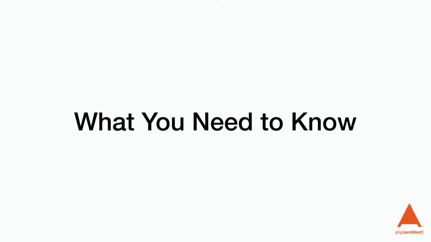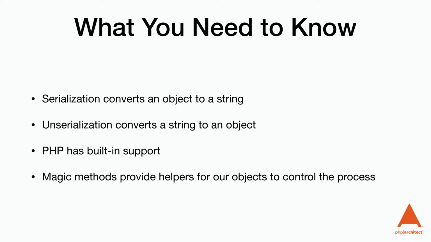As a brief recap on serialization: serialization converts an object to a string. Unserialization converts a string to an object. PHP has built-in support. Magic methods provide helpers for our objects to control the process.